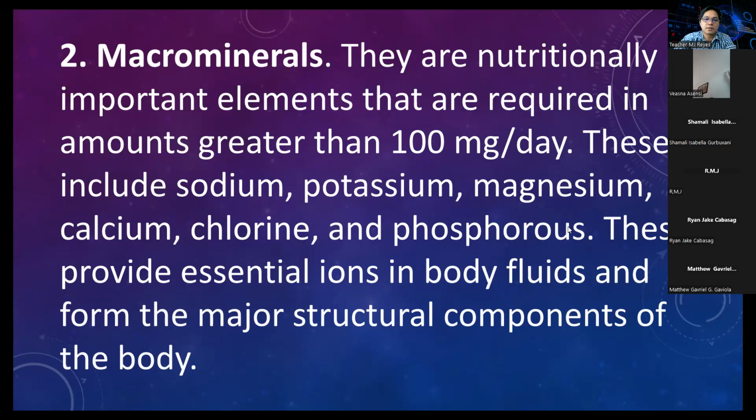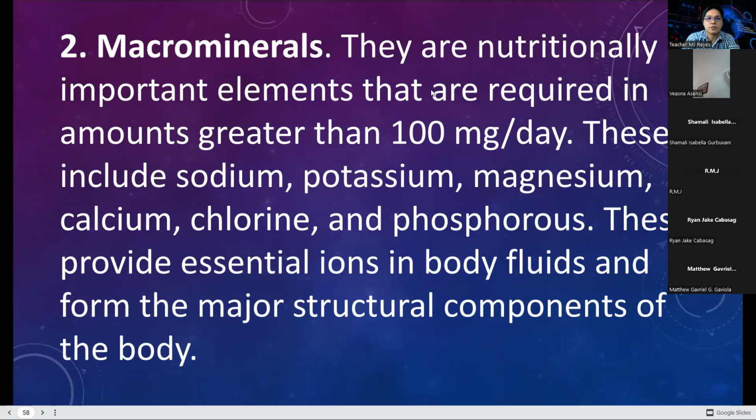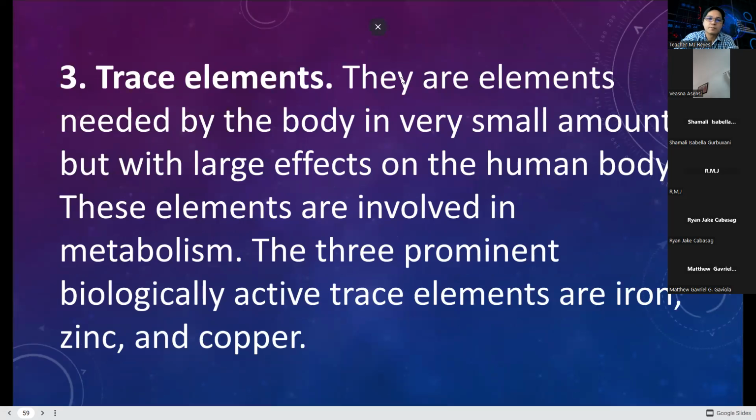Let's have the trace elements. The third one are considered as trace elements. They are elements needed by the body in a very small amount, but with large effect on the human body. These elements are involved in metabolism. Metabolism is the process by which our cells, our organs, even our tissues perform a daily routine in order for us to survive. That's metabolism. The three prominent biologically active trace elements are iron, zinc, and copper.